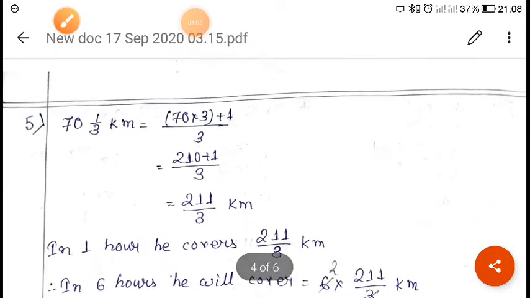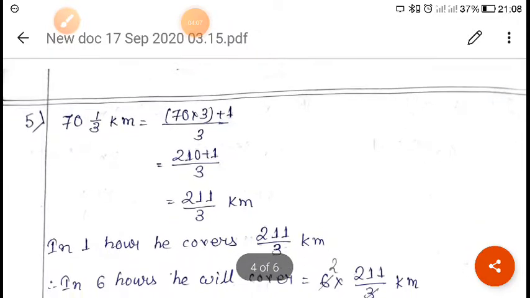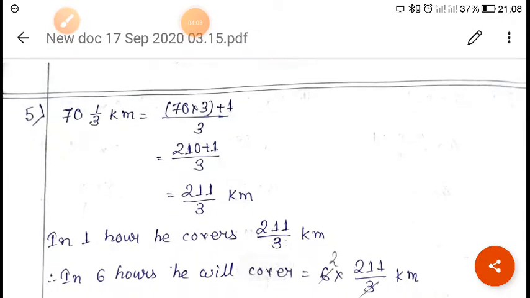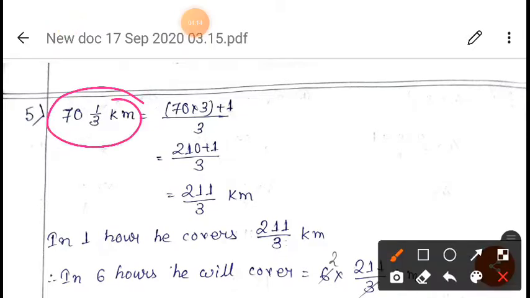I have already done here, you see this, okay. Now next is question number 5. Mohan covers a distance of 71 by 3 kilometers in 1 hour, means this much distance he travels in 1 hour by car, okay. Now next they are asking how much distance he will cover in 6 hours, means we just have to multiply, okay.